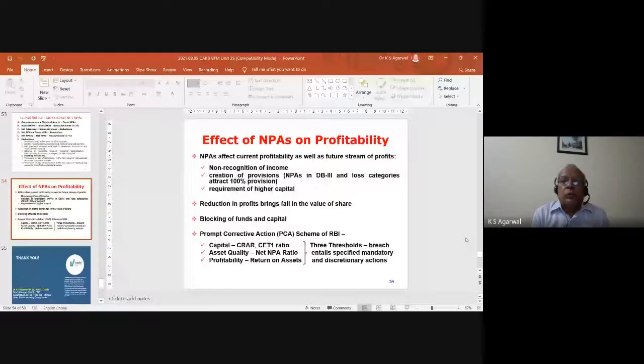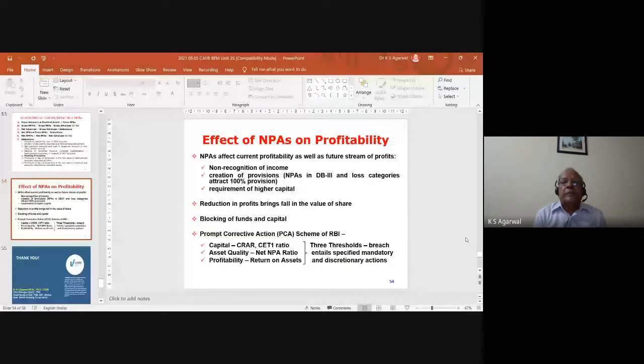Effect of NPAs on profitability. We all know that once an account is categorized as NPA, we stop charging interest to it. So NPAs affect current profitability as well as the future stream of profits. Why? Because of non-recognition of income. We cannot take income on an accrual basis. It is only on a realization basis.